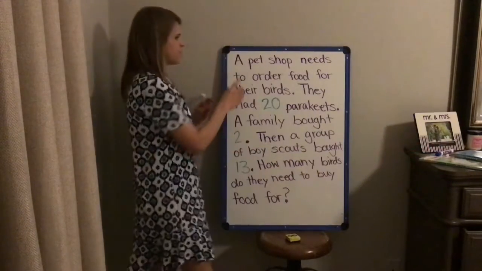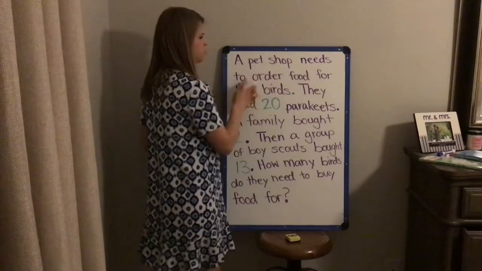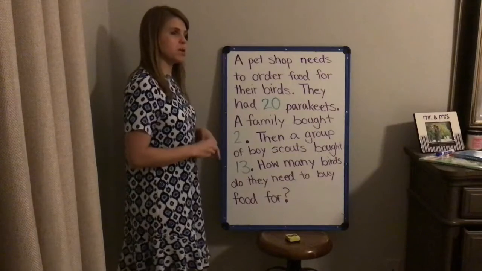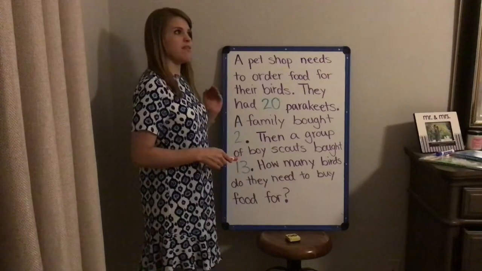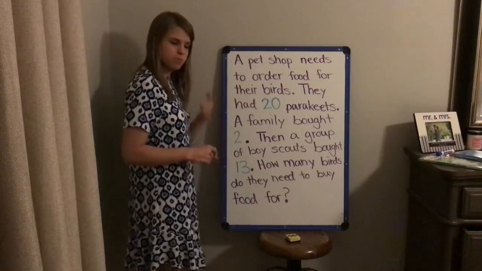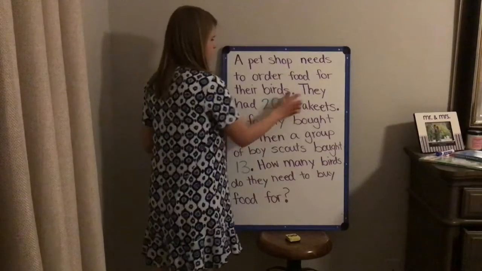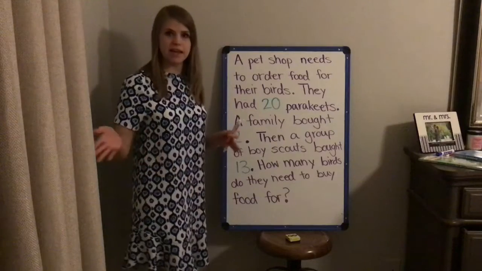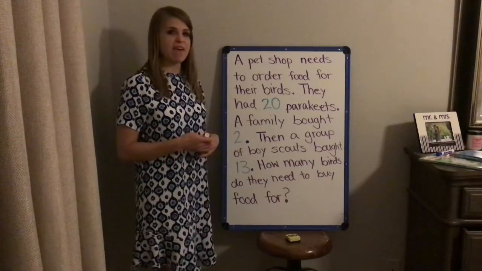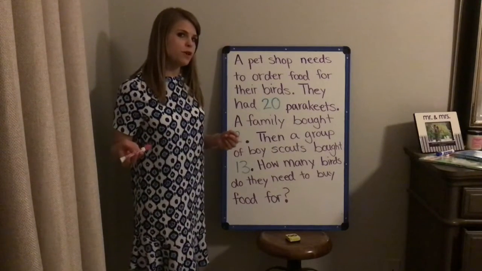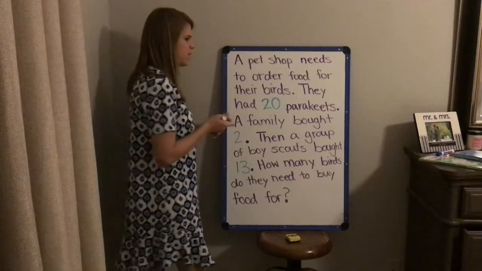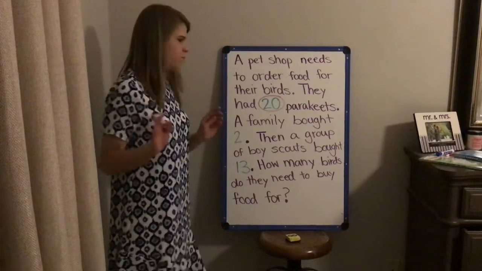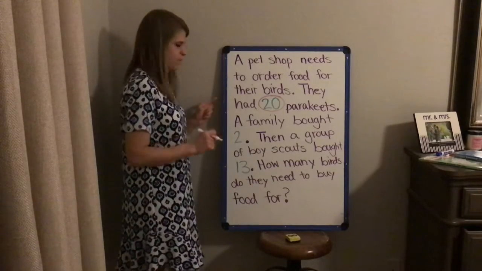Okay, it says, a pet shop needs to order food for their birds. Okay, so there's a pet shop, and they have birds, and they need to order food for them. Got it. They had 20 parakeets. Okay, a parakeet is a type of bird. We know that they have how many birds that they need to order food for? 20. Got it. 20 is very, very important. Important information. Cool. All right, let's keep going.